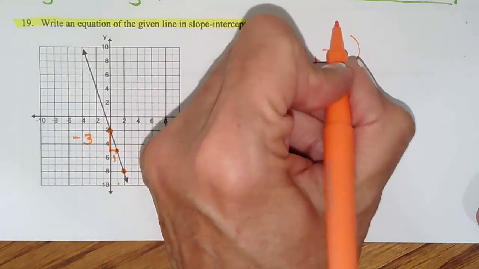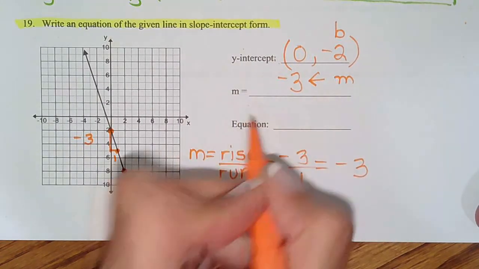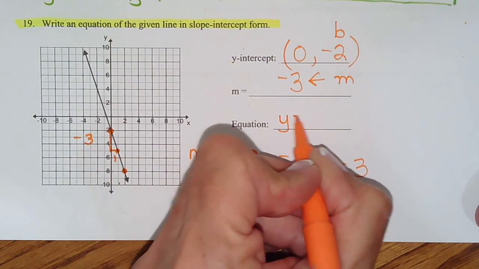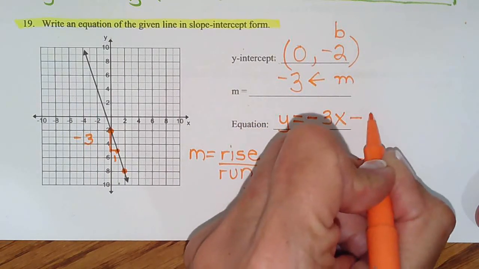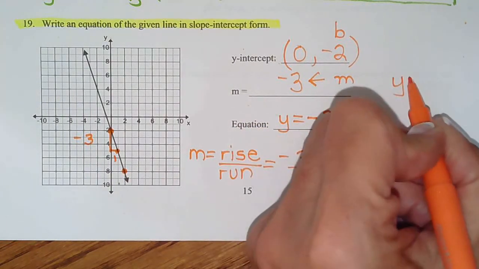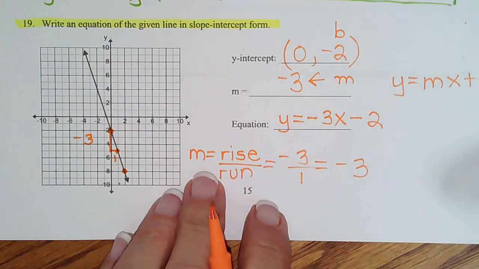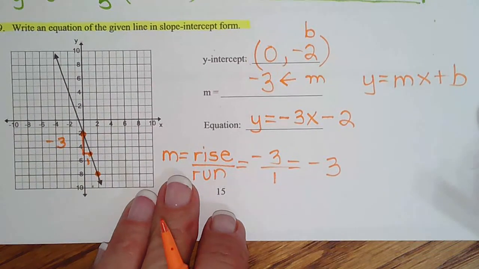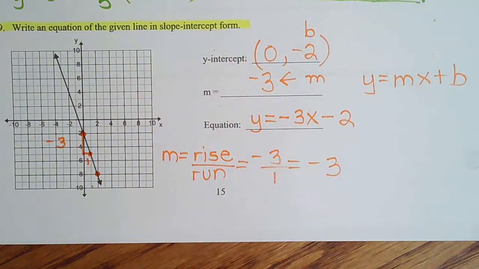Now I have my b and I have my m, so now I can write my equation. Y equals negative 3x minus 2. So I just plug it into y equals mx plus b. So in place of m, I put -3, in place of b, -2. So that problem is on your test.